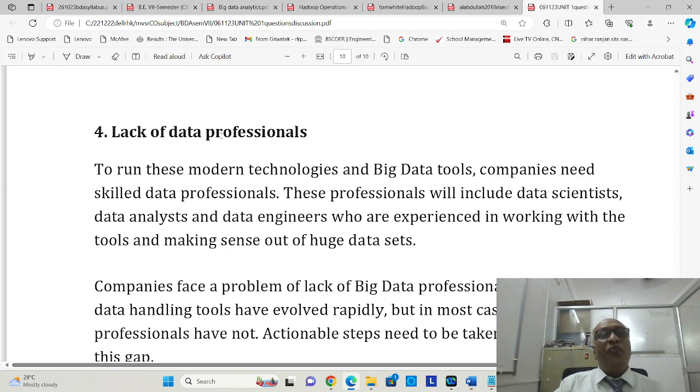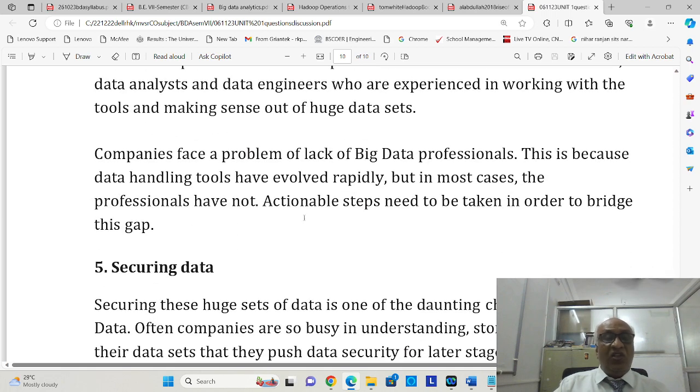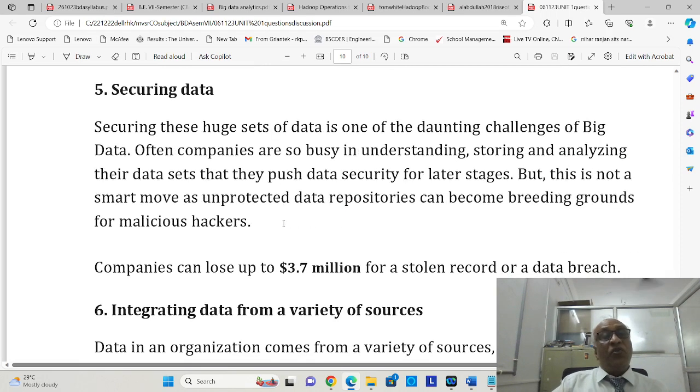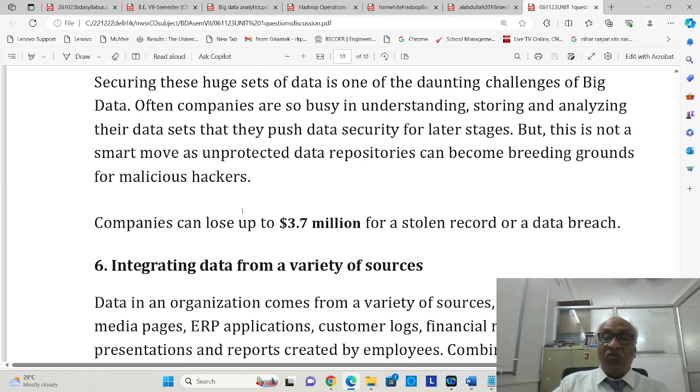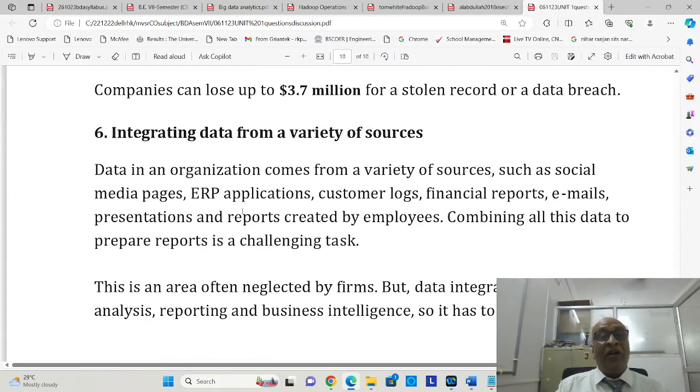There are very few real big data professionals. That also is a challenge, so people with a good technical skill set are not available. Storing and securing big data also becomes a huge challenge. And the last challenge is integrating data from a variety of sources.